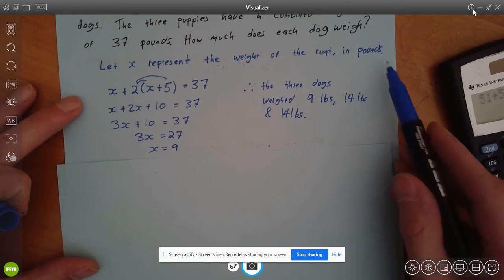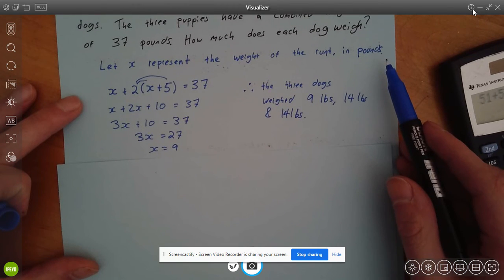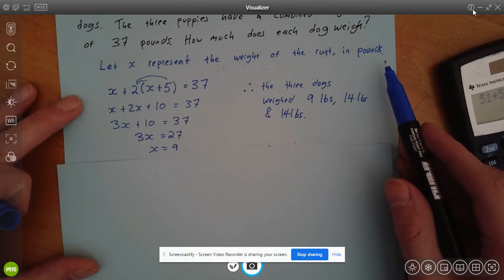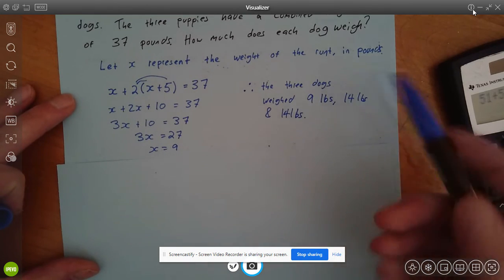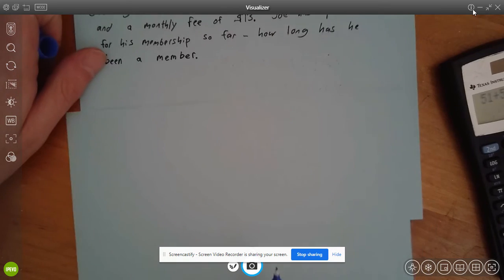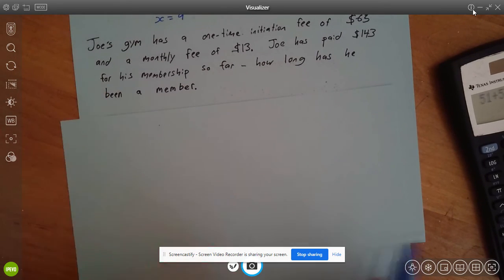So again, the key part is choosing what we want x to represent, then setting up an equation in only one variable, solving that equation, and then interpreting it. Let's do one more. Joe goes to the gym.